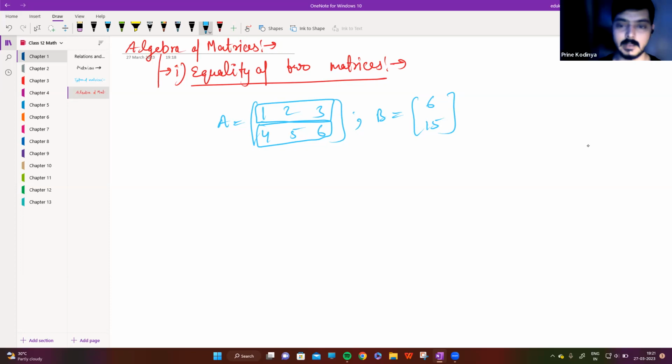Now, I have another argument. Let's say 1, 2, 3, 4, 5, 6 is the first matrix, containing 6 elements. I'm giving you exactly 6 elements in the exact same order. Consider this 1, 2, 3, 4, 5, 6. But are they equal now? A and C.